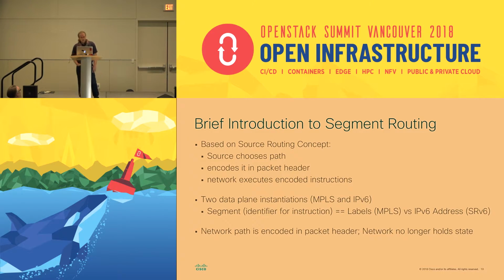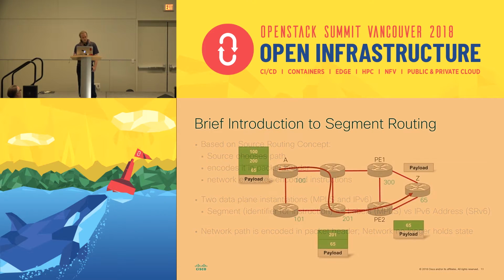So the source here is defining how you want to route through the network, how you want to reach your destination. It's defining the different segments to go through to get to your endpoint on the other side. An important concept here is that the actual state of the network is no longer within the network, but it's held within the packet header, because the packet header has all the information it needs to reach the other side.